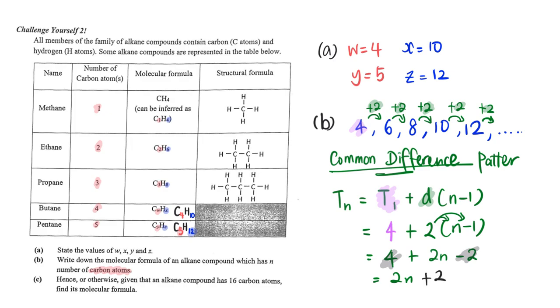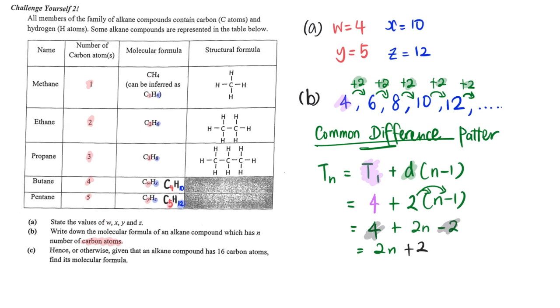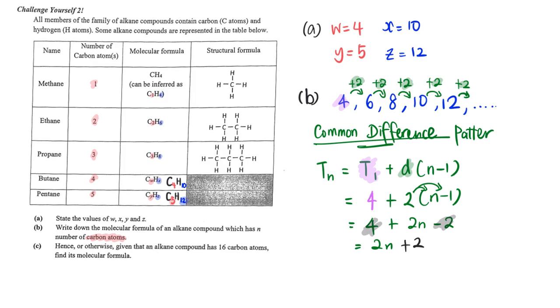And therefore, for part B, I will be able to get this answer. So come, let me just shift to keep. So the answer will be C and H, 2n plus 2. Comes from here. Done.